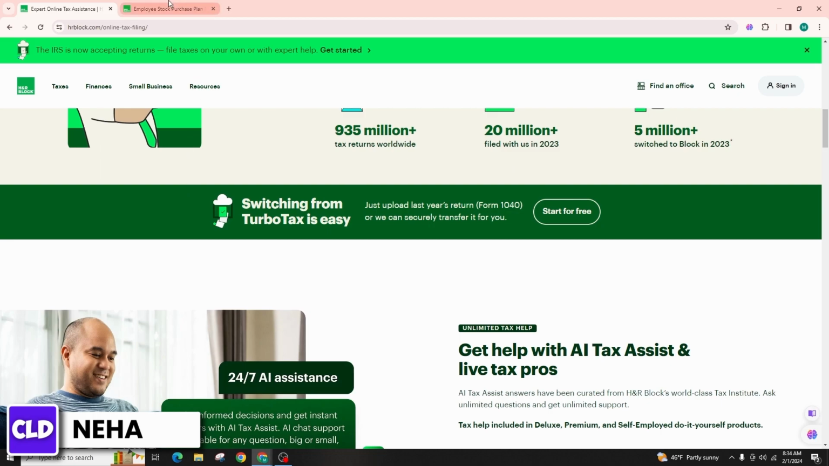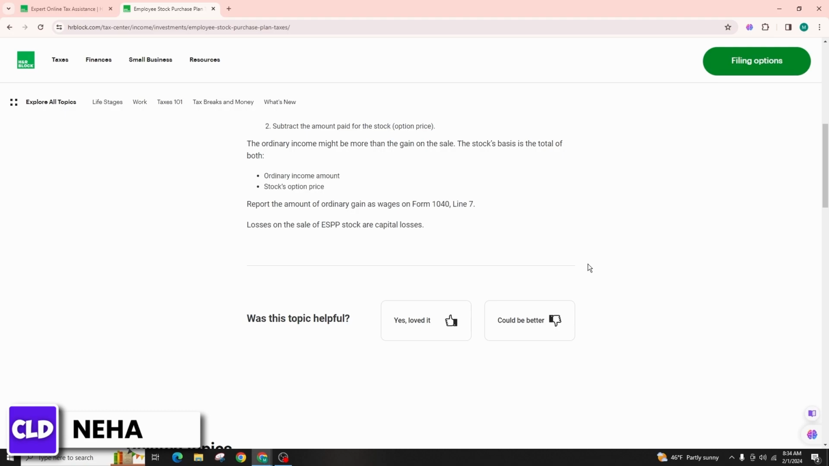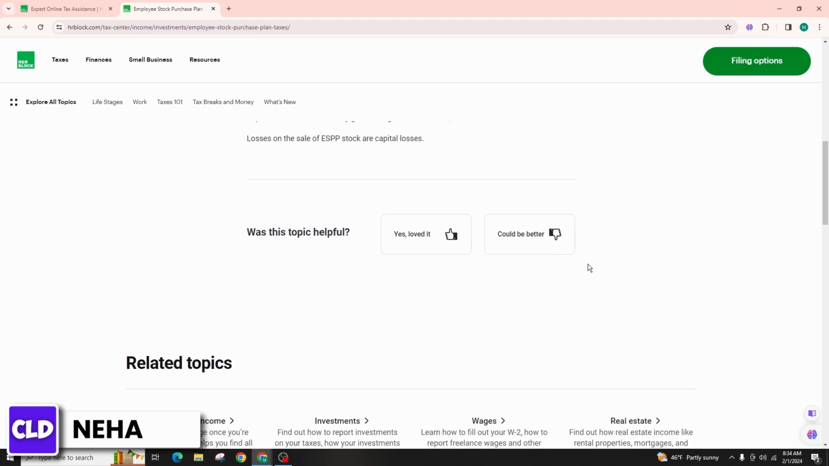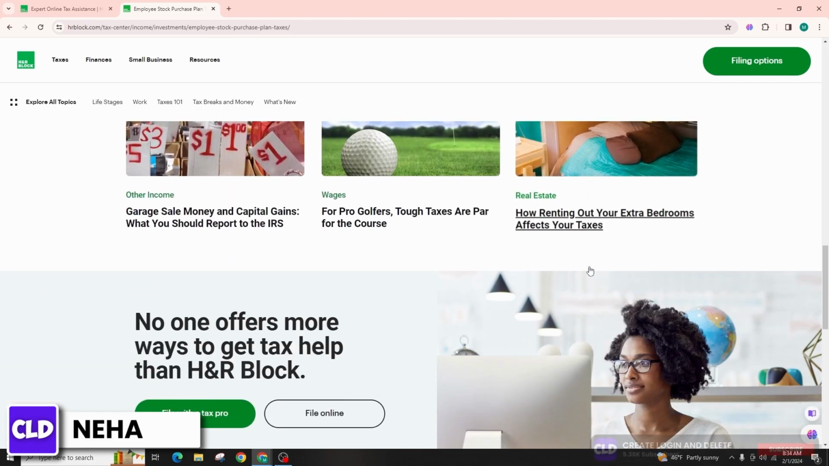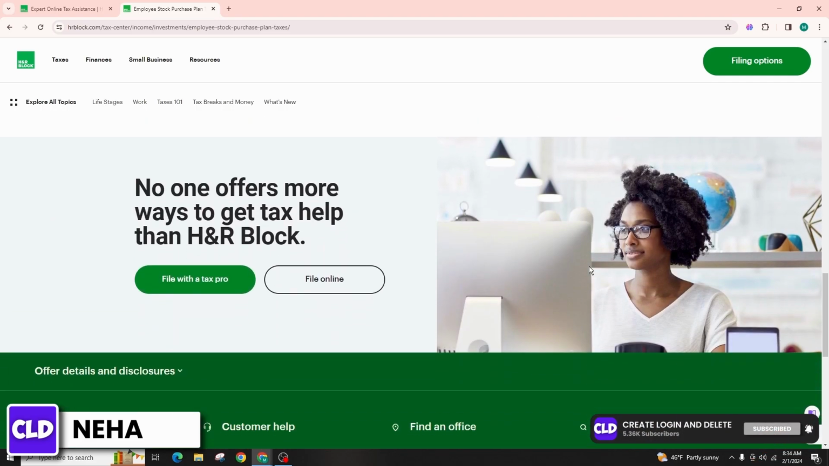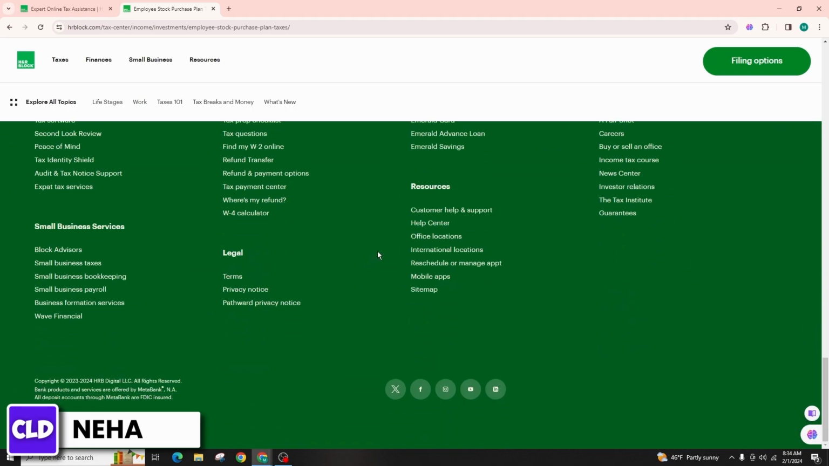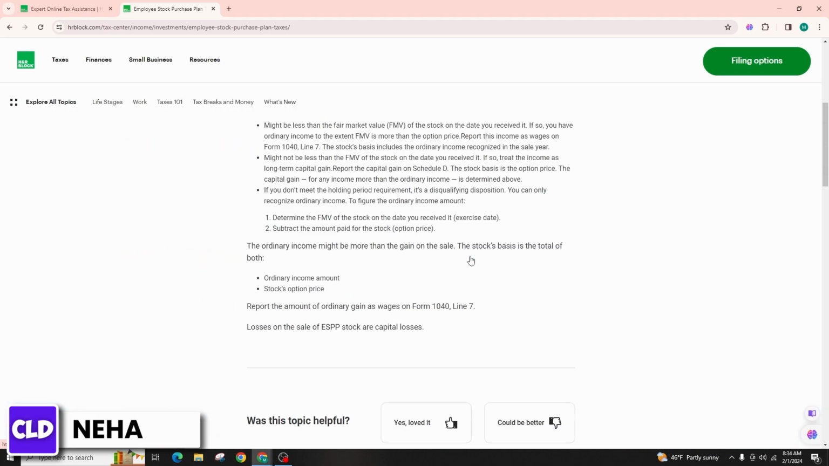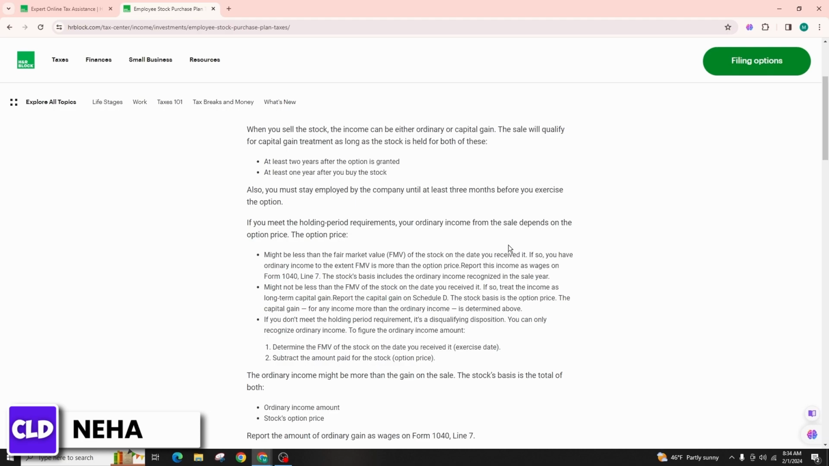Enter ESPP sale information. Follow the prompts to enter the information from your Form 1099-B into the appropriate fields in H&R Block. You'll typically need to enter details such as sale date, sale price, cost basis, and any adjustment to basis. Next, H&R Block will automatically calculate the gain or loss on the sale of your ESPP shares based on the information you provide. Ensure that the calculations are accurate and reflect the actual proceeds from the sale.